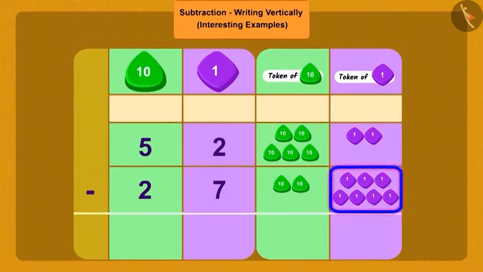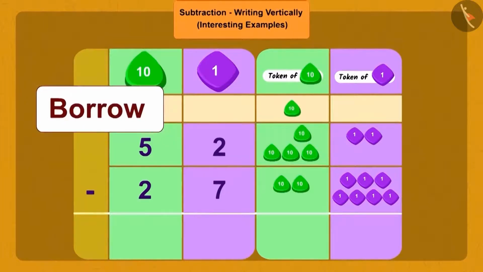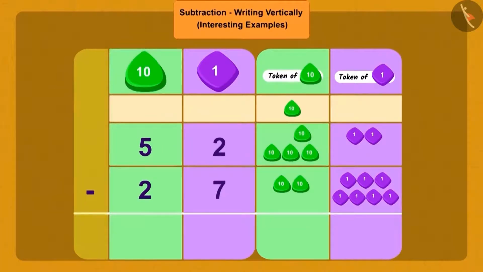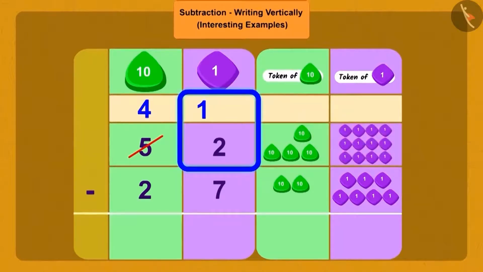Now, can we subtract 7 ones from 2 ones? Now, how will we do this? We will borrow 1 tens from 5 tens. Now, how do we write this? We will show it like this by striking off 5 tens and writing 4 tens in its place. And we will add 10 ones to 2 ones like this. So now, how many ones do we have? 12 ones. Now subtracting 7 ones from 12 ones is 5 ones.